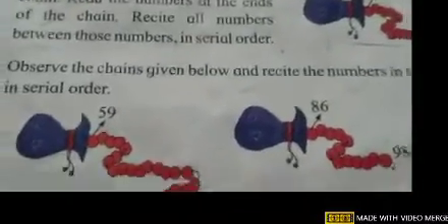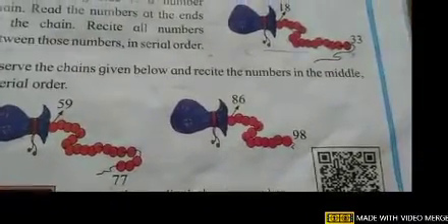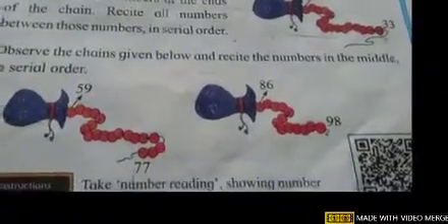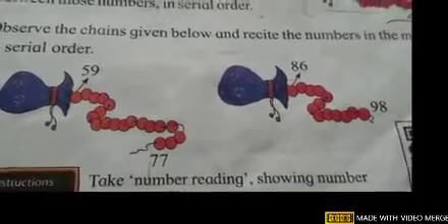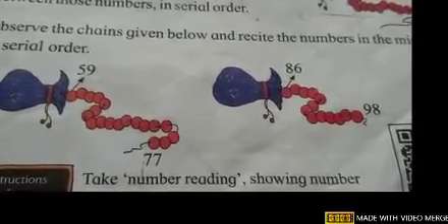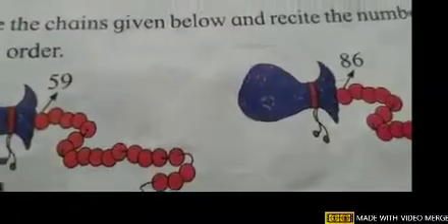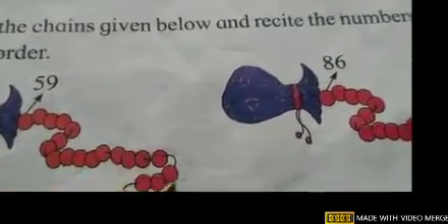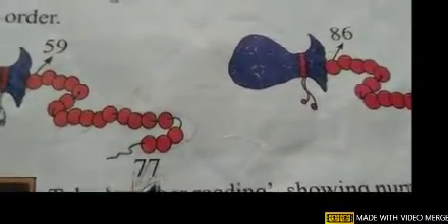See, observe the chains given below and recite the numbers in the middle in serial order. So here also they have given the same blue color cloth bag, and then they have put here the string of beads, and for the first bead they have written the number 59, and then you should go on counting the beads till the last bead. And what is the number of the last bead?